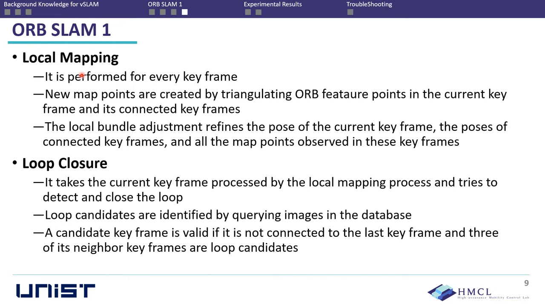If the current frame in the tracking process is a keyframe, we can do the local mapping. It is performed for every keyframe. In this stage, new map points are created by triangulating ORB feature points in the current keyframe and its connected keyframes. The local bundle adjustment refines the pose of the current keyframe, the poses of connected keyframes, and all the map points observed in these keyframes.